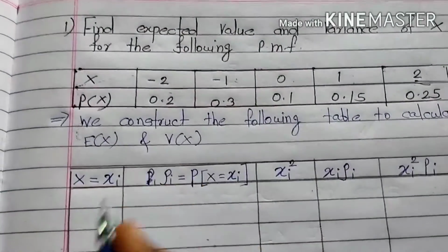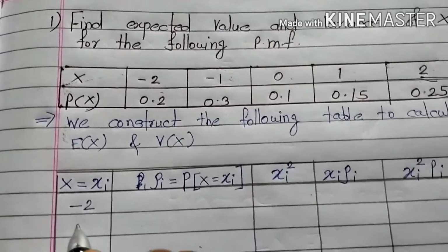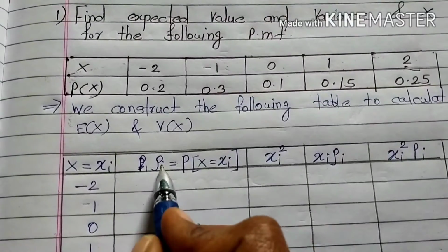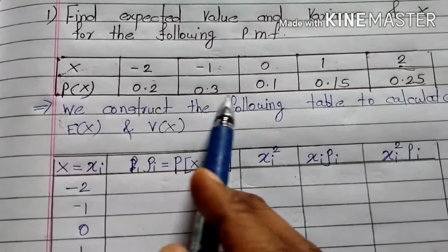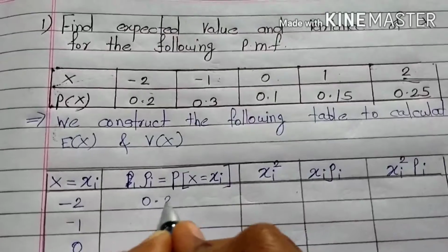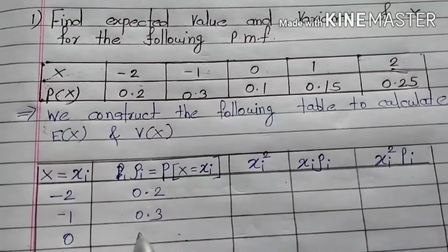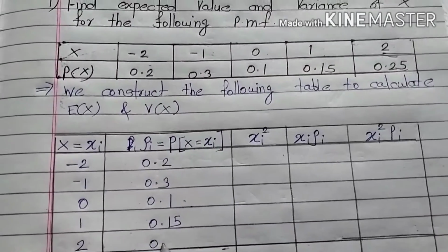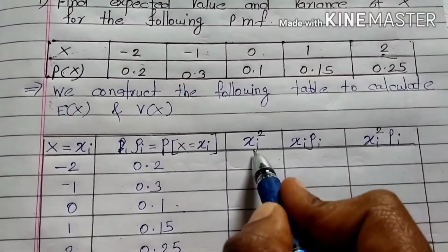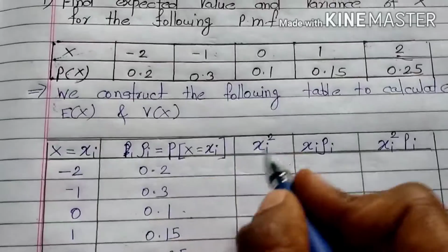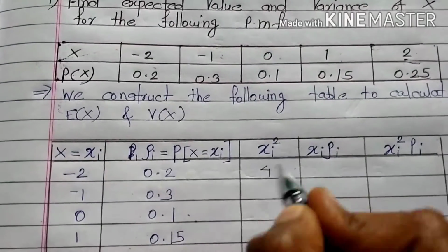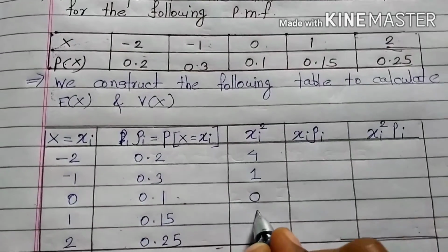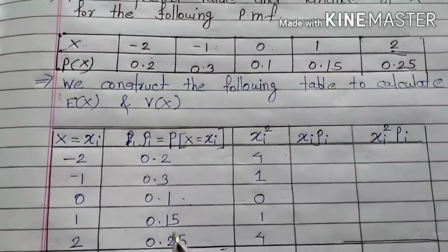Now put the values of x, which are -2, -1, 0, 1, 2. The values of pi, which is P(xi), are 0.2, 0.3, 0.1, 0.15, 0.25. Now here is xi square: -2 square is 4, -1 square is 1, 0 square is 0, 1 square is 1, 2 square is 4.